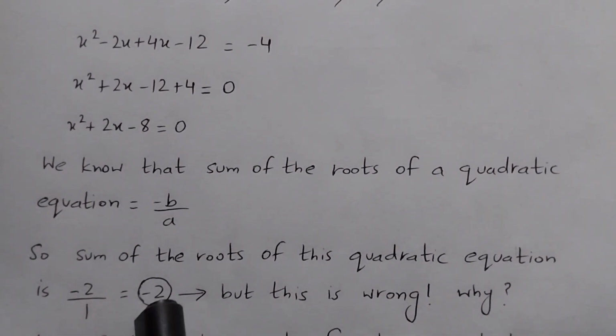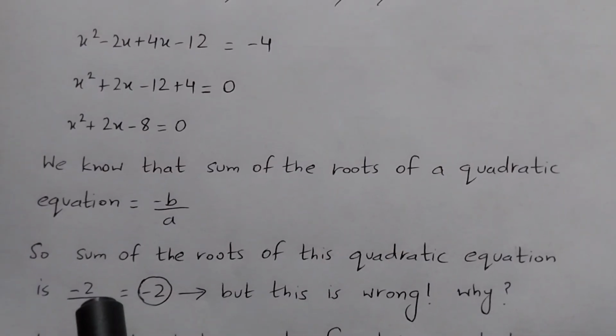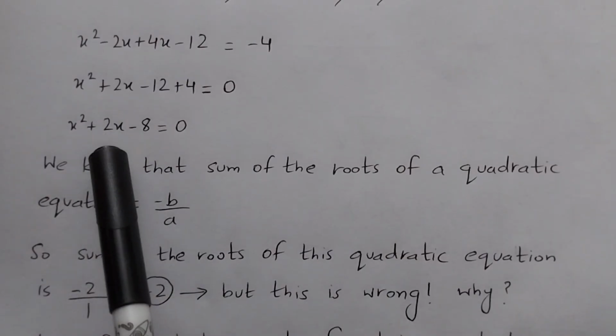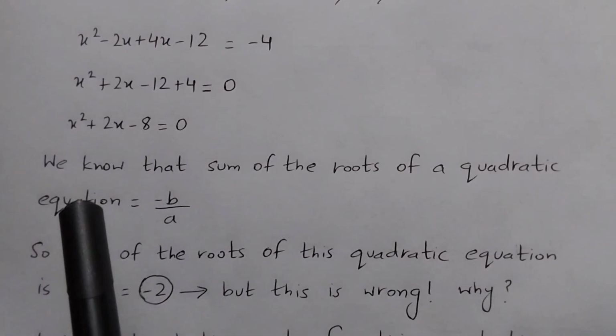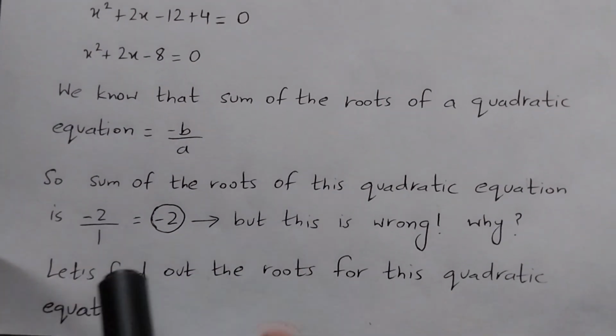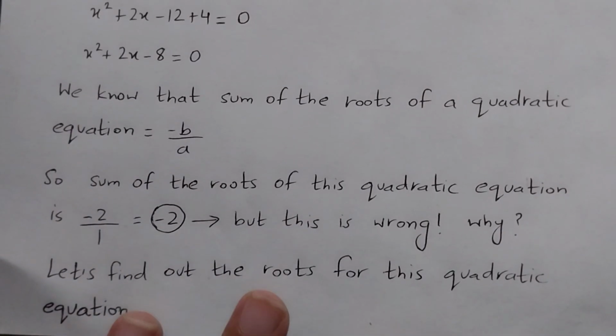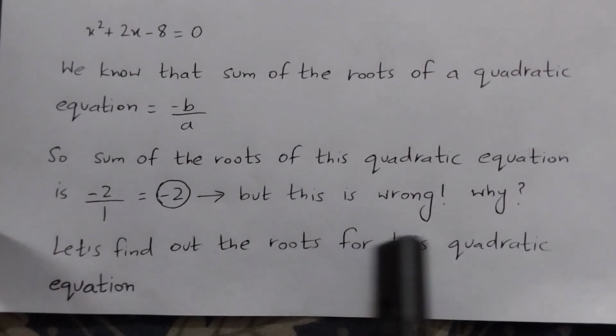But it turns out that minus 2 is not our required sum. It is wrong, and the question is, why is this not the sum that we require? So we can try finding the roots of this quadratic equation to check how this minus 2 is not our solution. So let's find out the roots for this quadratic equation.